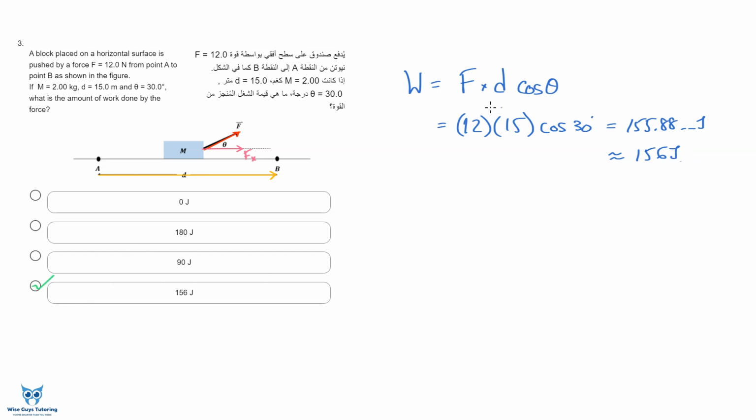So I just want to reiterate this. If you have a force and a distance which are not parallel to each other, they're not acting in the same direction, well then you can't calculate the work. You can't do 12 times 15. I know this one, the answer is 12 times 15. This one is incorrect, because you really need to take the component which is parallel to d.